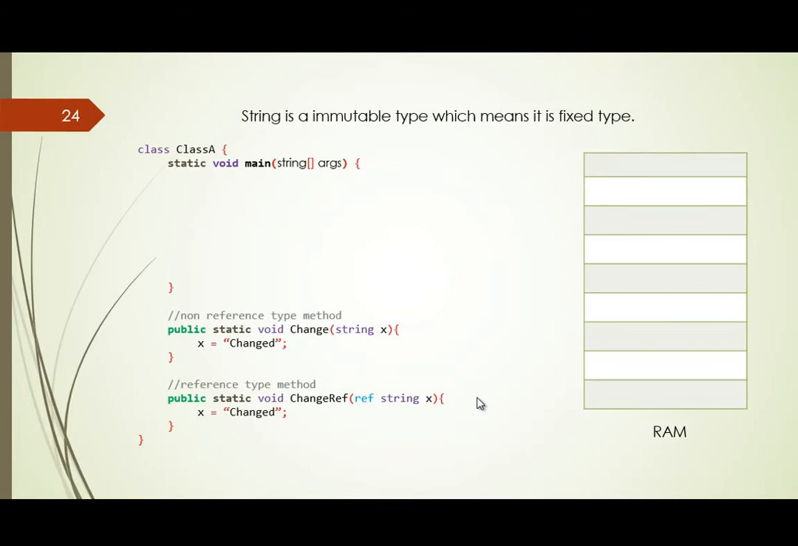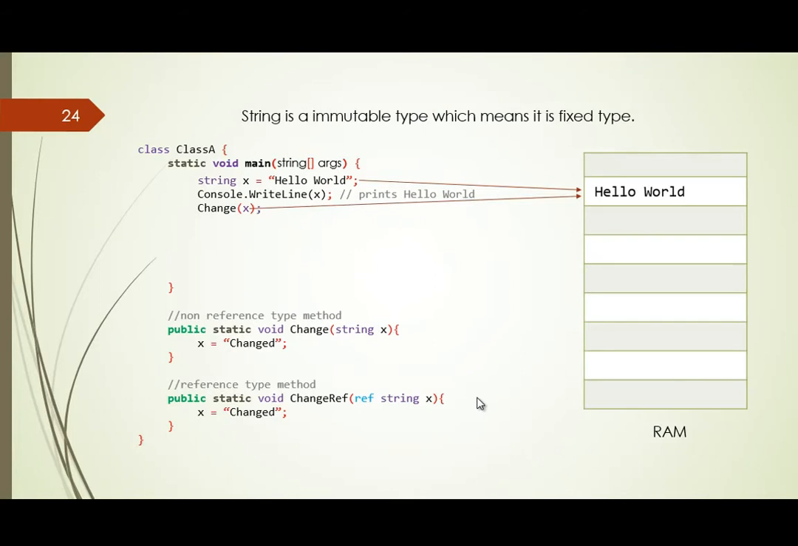So let's see in terms of memory what happens. When you say string x equals hello world, it really creates a new string, hello world, in memory. When you call Console.WriteLine, it really prints hello world from that memory heap. When you call change, it really passes the reference of the location into the function here.